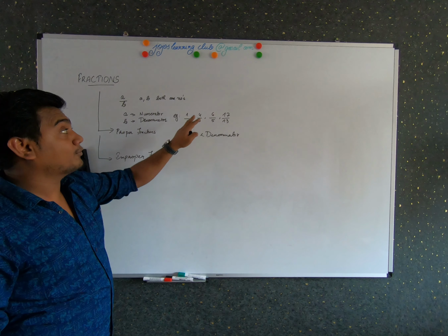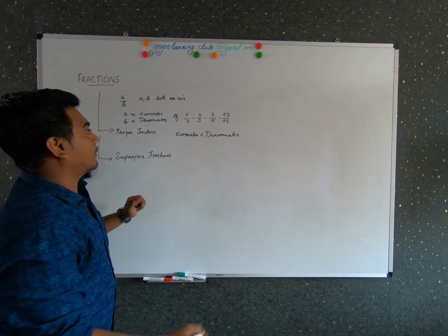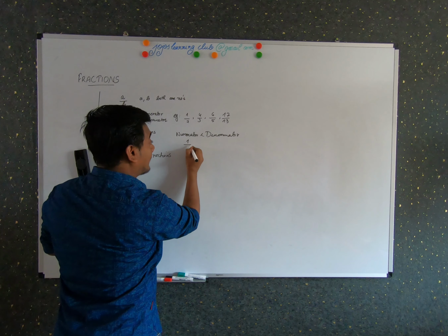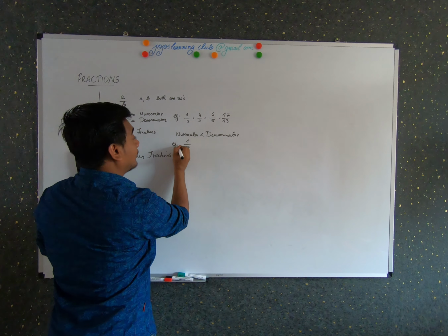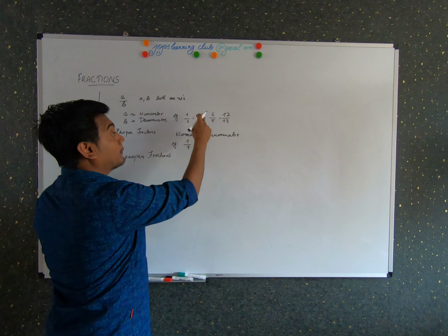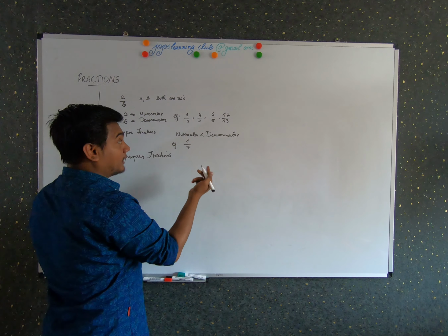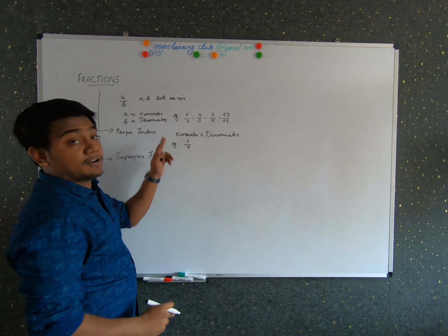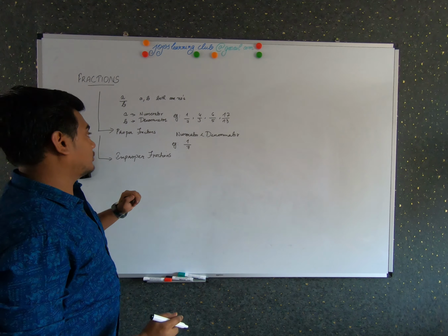So let's write down the examples which are proper fractions from it. Here the numerator is less than the denominator. So 1 by 7 is an example of a proper fraction. Again 4 by 3, no, because the numerator 4 is greater than the denominator, and the next one also no. So this is the only one which you can write as a proper fraction.